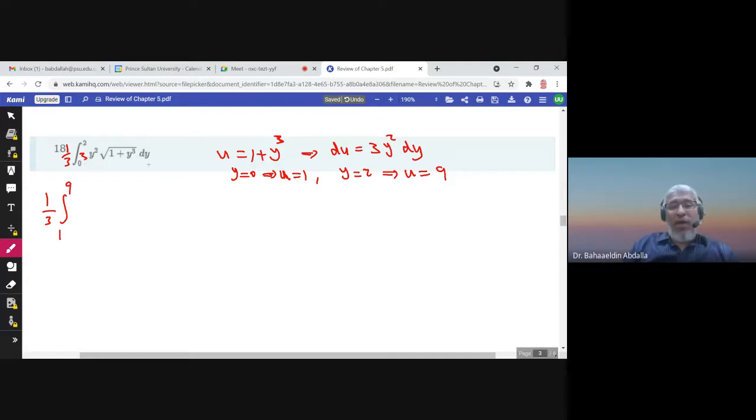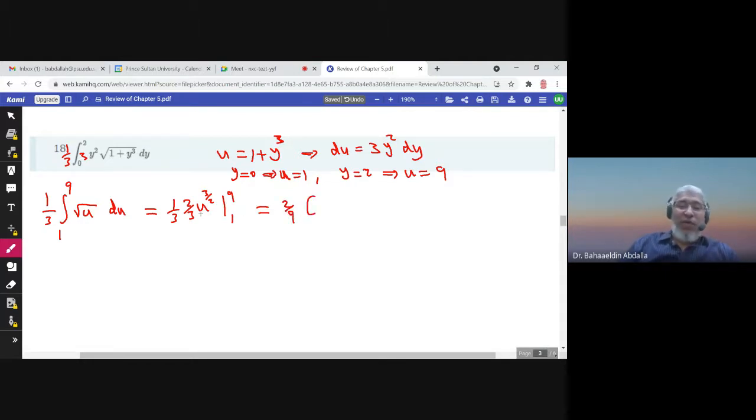And now 3y squared dy is du. And this square root of 1 plus y cubed is just u. The integral of u to the power half is u to the power 3 over 2 over 3 over 2, times 1 over 3 outside, from 1 to 9. So this is 2 over 9.